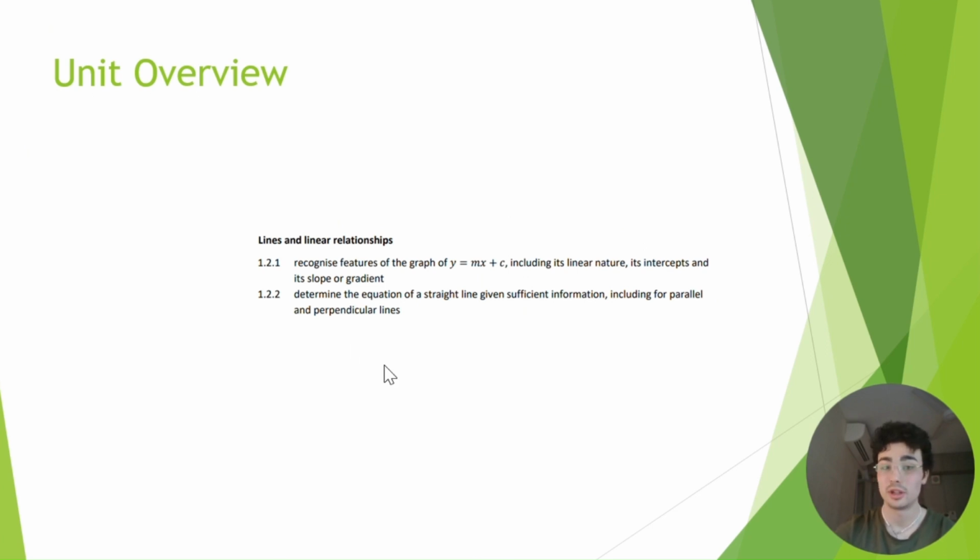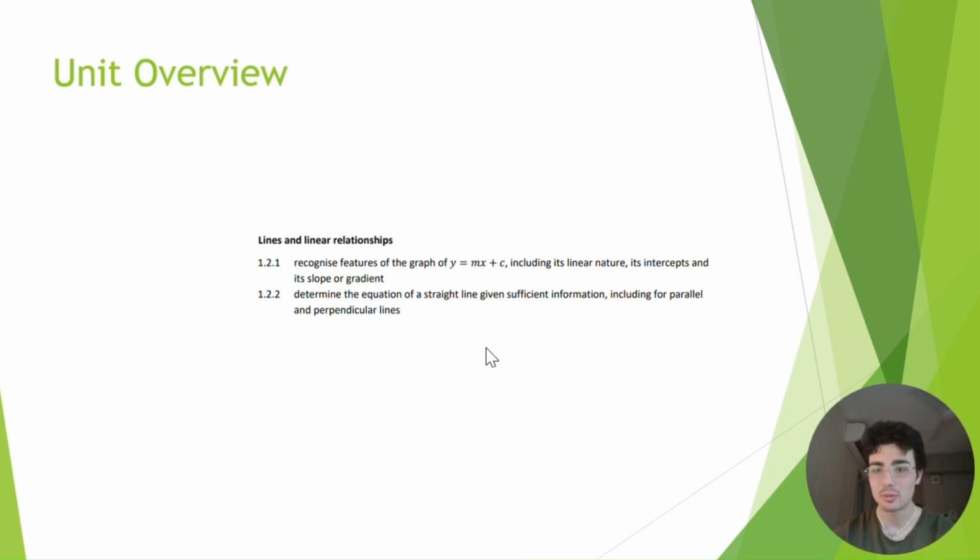So the unit overview, we're going to be going over lines and linear relationships. We're going to be having a look at the features of a Cartesian plane when a line is plotted on a Cartesian plane, that is y equals mx plus c. And we're going to have a look at the important points associated with that. So where does it intersect the x-axis? Where does it intersect the y-axis? What is its gradient?